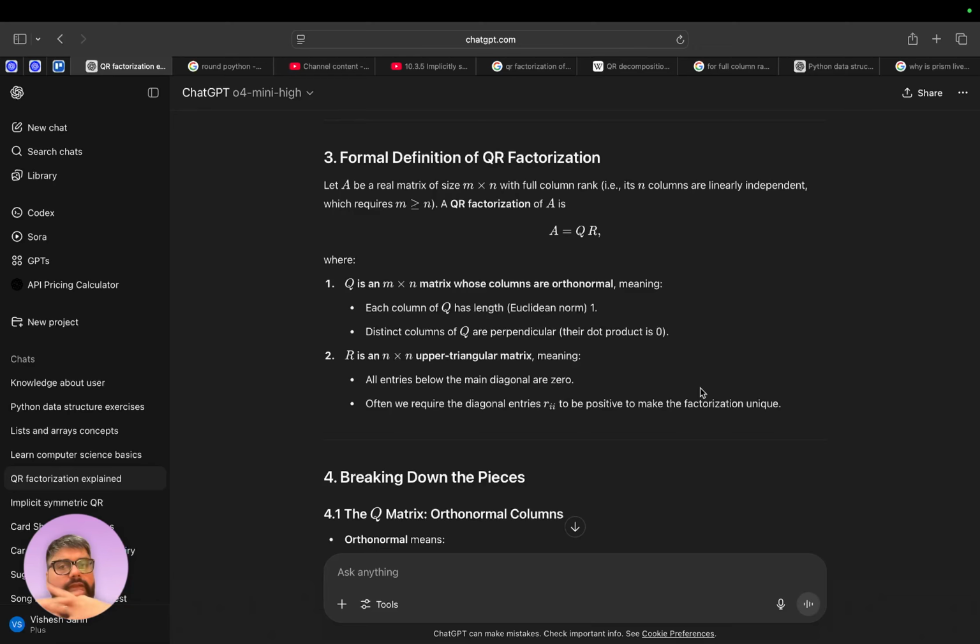And also, for some reason, we often require the diagonal entries to be positive to make the factorization unique. I don't understand that per se.